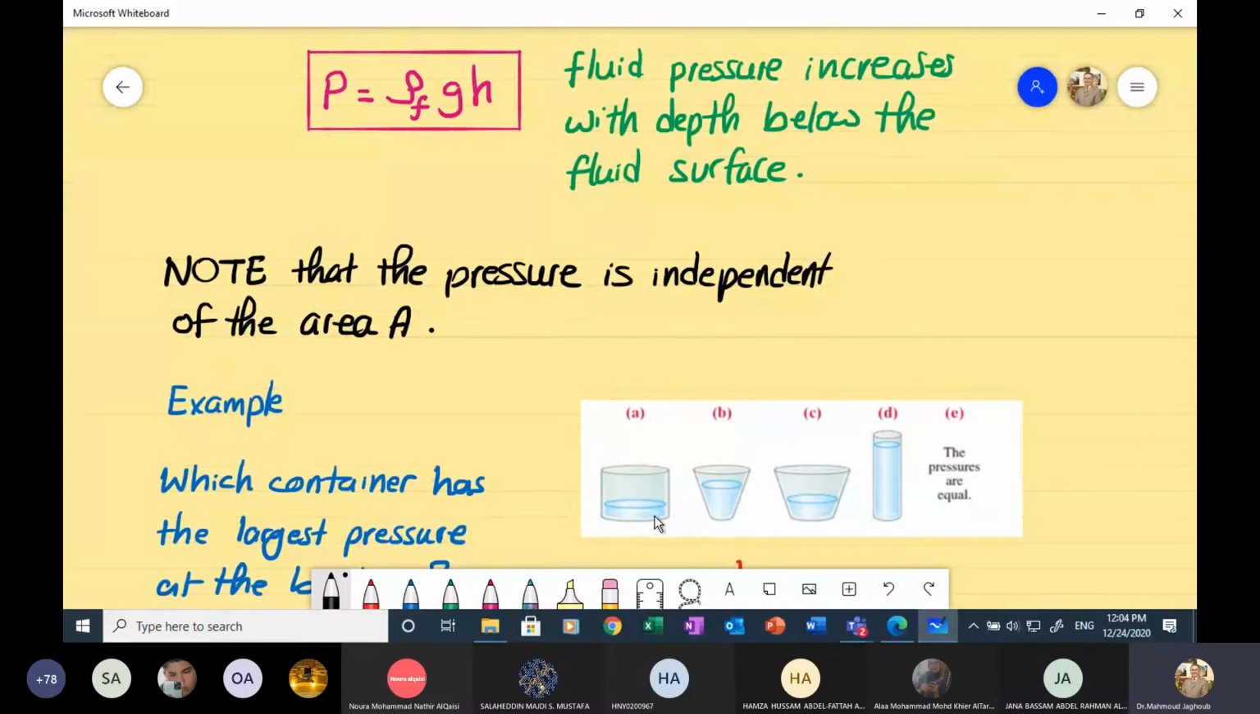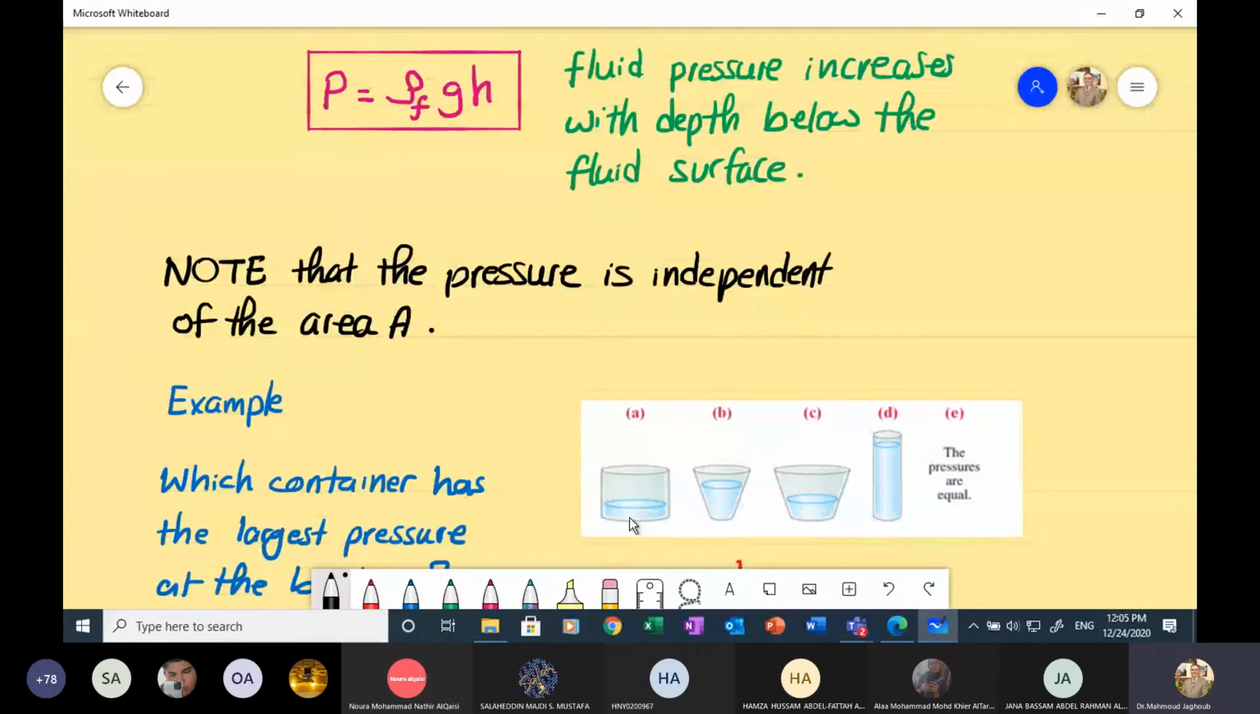Pressure has nothing to do with the area of the container because pressure is force per unit area. You've divided by that area. So what I care about is the depth of the water, and this has the largest depth. In other words, this has the largest or highest water column. So the pressure here is what? Is maximum. Which container has the lowest pressure?